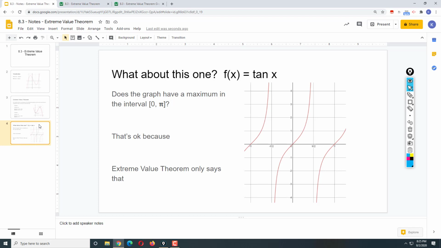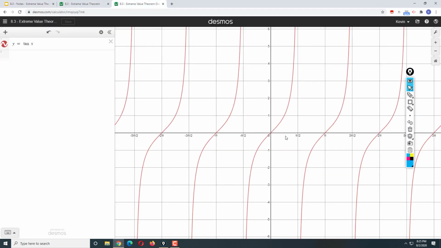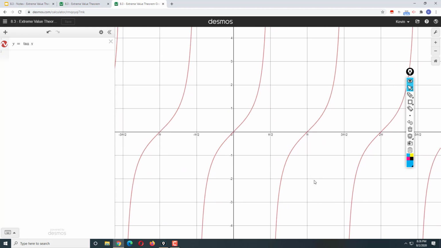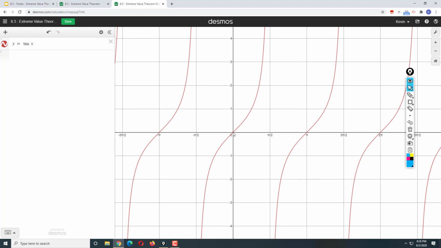What about this one? F of x equals tangent x. On decimals, the graph looks like this. It's periodic. It means that it looks like a squiggly line that goes up and then goes straight to the bottom and comes up again, and then it goes straight to the bottom and then it comes up again. In the closed interval 0 to pi, it starts at 0, it goes up, up, up, and then when x is at pi over 2, the graph makes a jump to negative infinity, and then it comes up again.